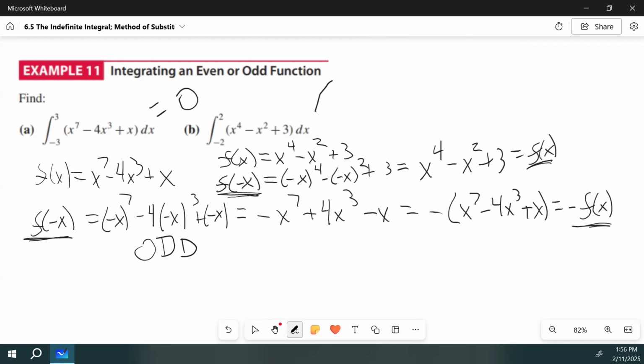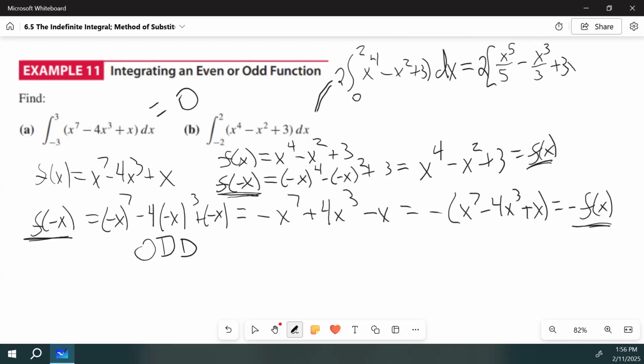So this is going to be equal to 2 times the integral from 0 to 2 of x to the 4th minus x squared plus 3 dx, which is 2 times x to the 5th over 5 minus x to the 3rd over 3 plus 3x evaluated from 0 to 2.